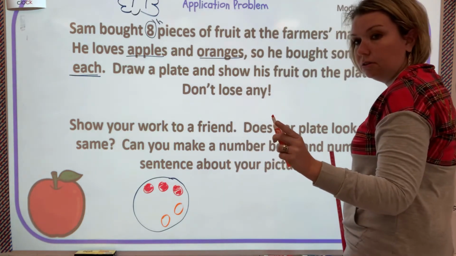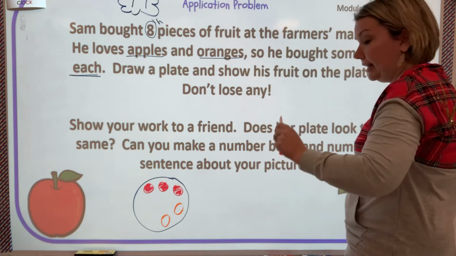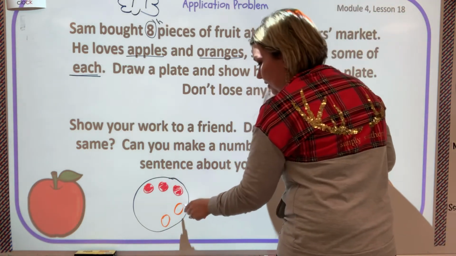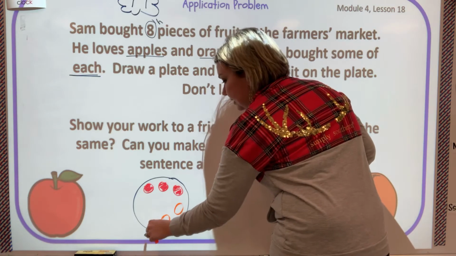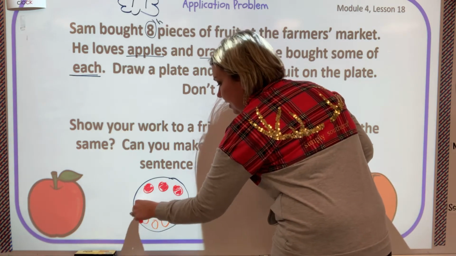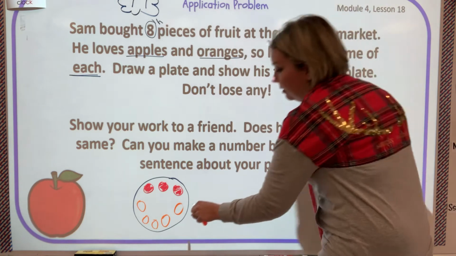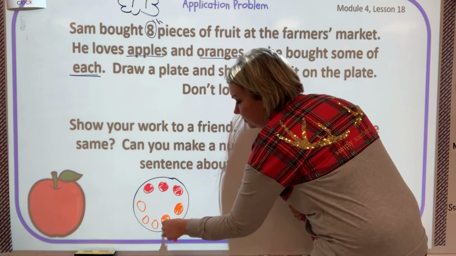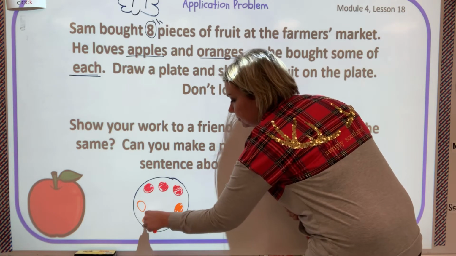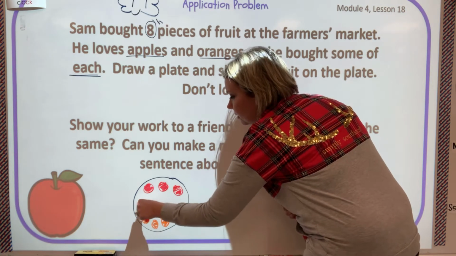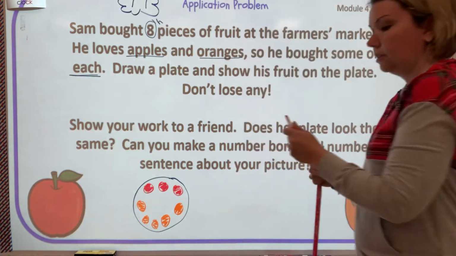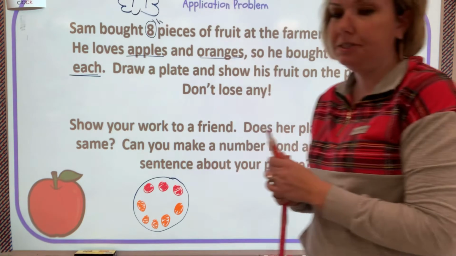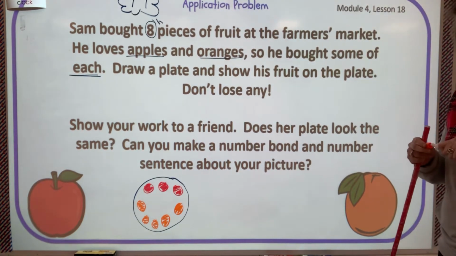Miss Kate, can you say how many apples and oranges we want? Only if we make 8? Yes. So I've got 1, 2, 3, 4, 5, 6, 7, 8. And I'm going to color them in orange. You can do it your own way. It does not have to be the same way Miss Kate did it.